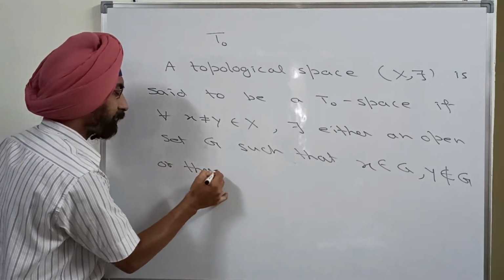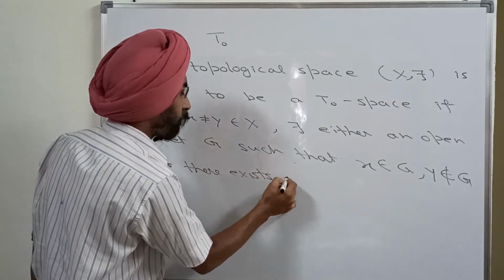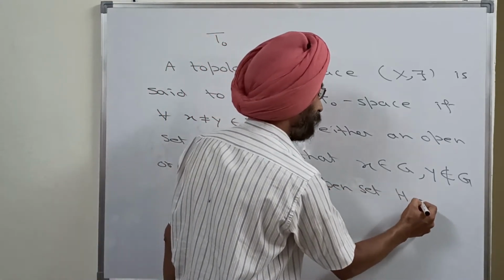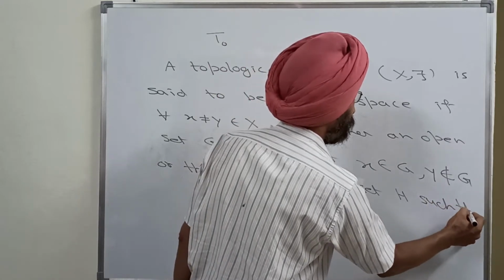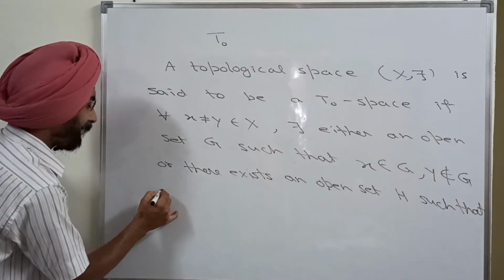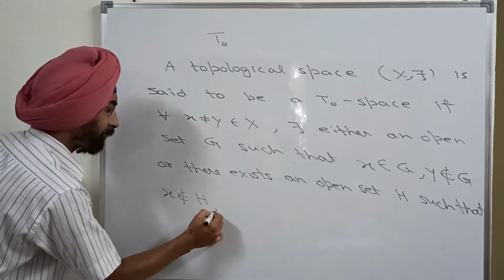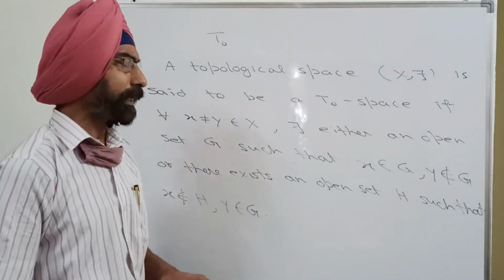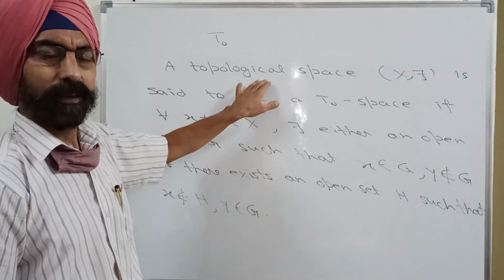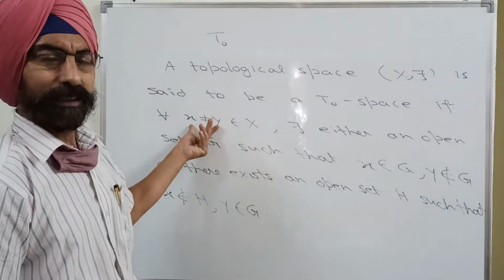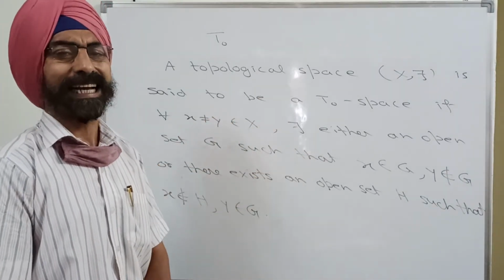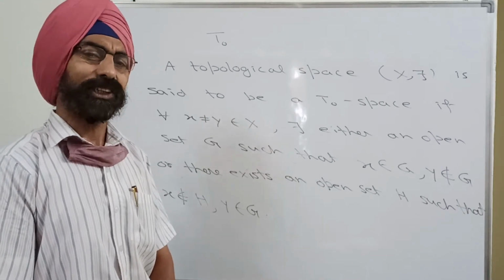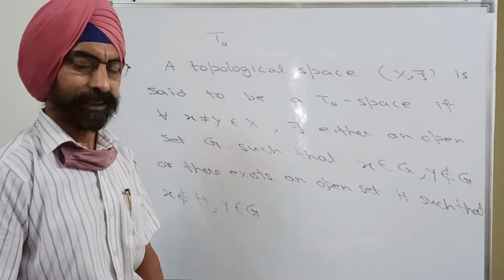there exists an open set H such that X does not belong to H and Y belongs to H. So the space will be T naught if for every two points X and Y, either there is an open set G which contains X and does not contain Y, or there exists an open set H that contains Y but not X.